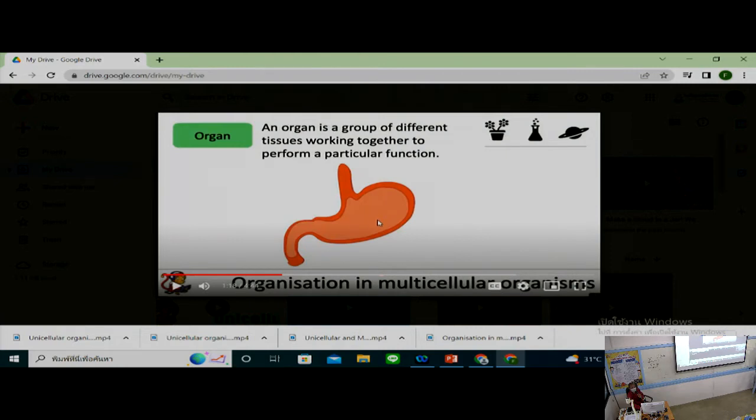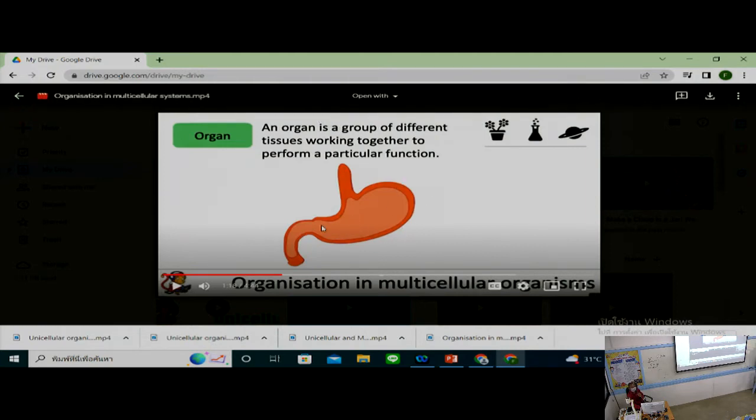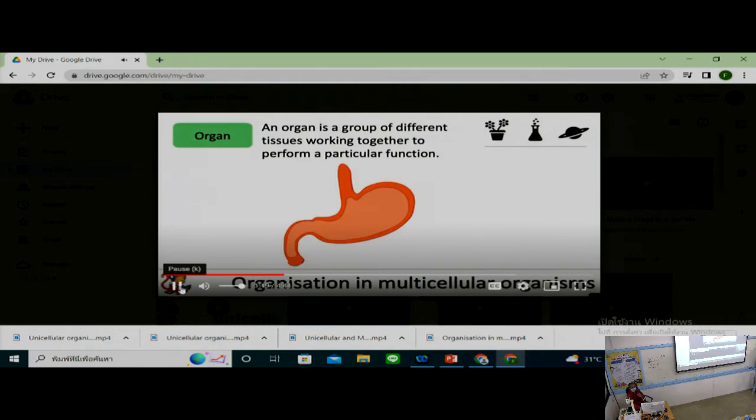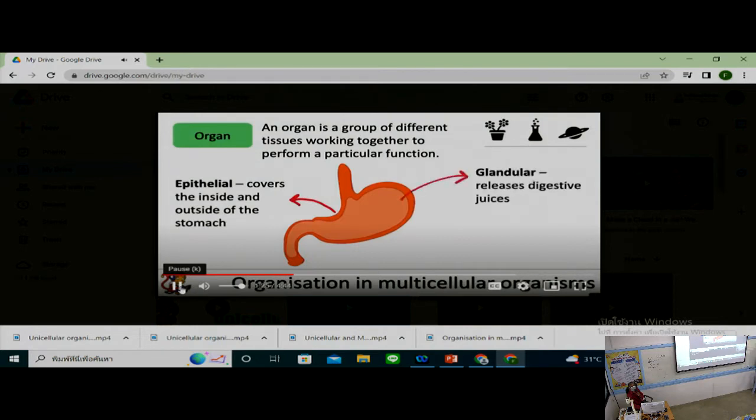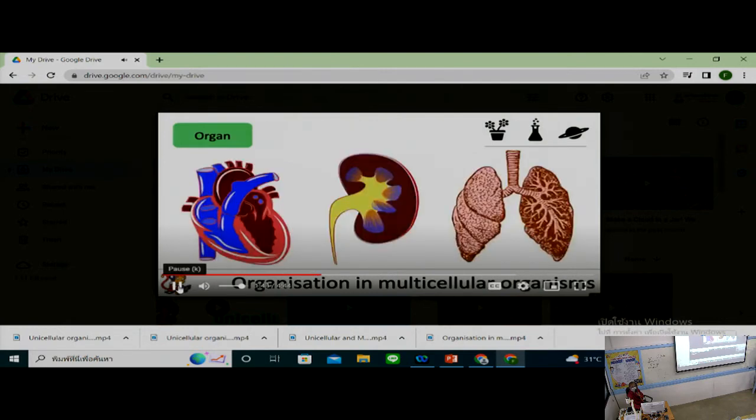One can be used for the chemical digestion of food. The other one is for contraction and movement of food in the gut system. That's why we call them multicellular. So these examples of some tissues within the stomach are the epithelial tissue that covers the inside and outside of the stomach, glandular tissue that releases digestive juices, and muscular tissue that contracts to churn the food. So these three tissues and many more will work together to perform digestion within the stomach. Other examples of organs include the heart, the kidney, and the lungs.